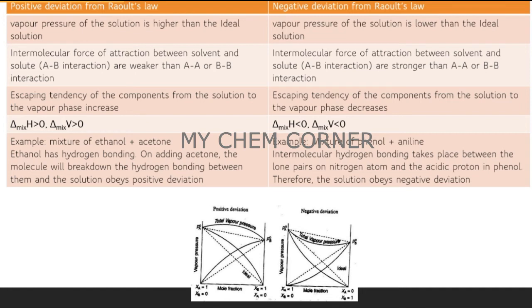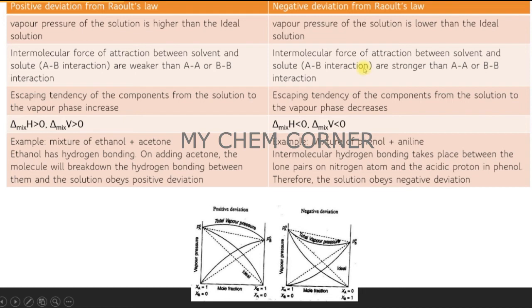Because the interaction is weaker, they prefer to escape as components itself, because they want to be in the component state. When you try to bond them, they're not bonding. The bonding is very weak, so that bonding can be broken easily. They'll come back to their component state itself. So they prefer to be in their component phase.